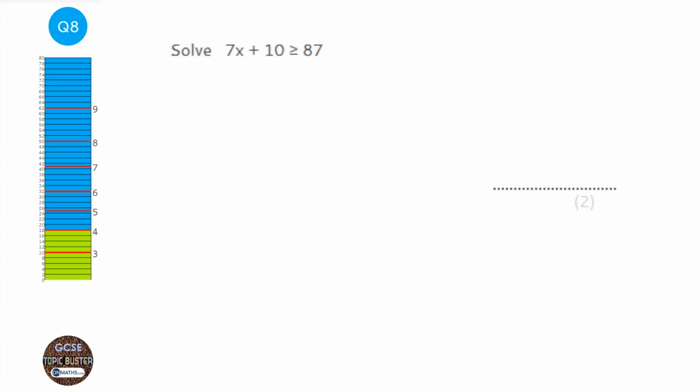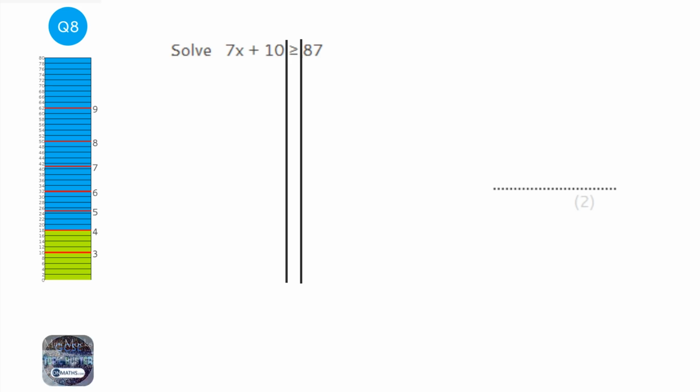Okay, the way you solve these is exactly the same as the way you solve an equation. It's just you've got an inequality sign here. So we're going to put our lines in, probably way too long, and we're going to try and get x on its own. So the first thing we're going to do is take away 10 from both sides.